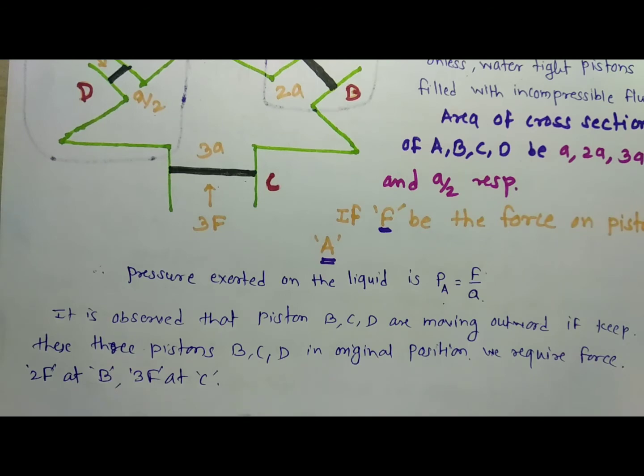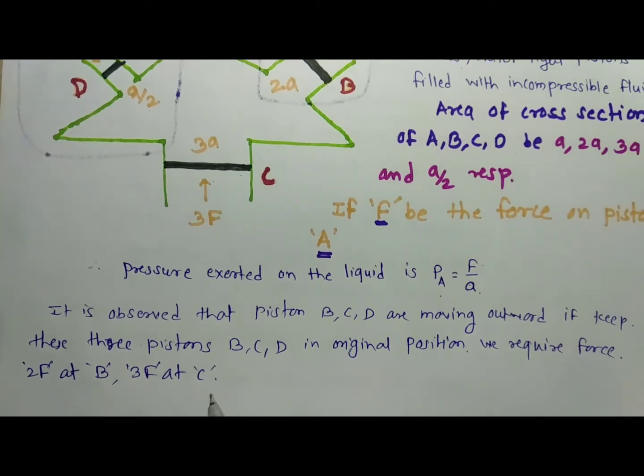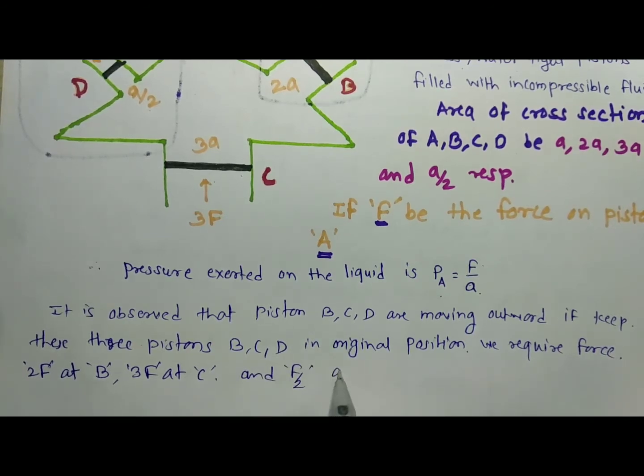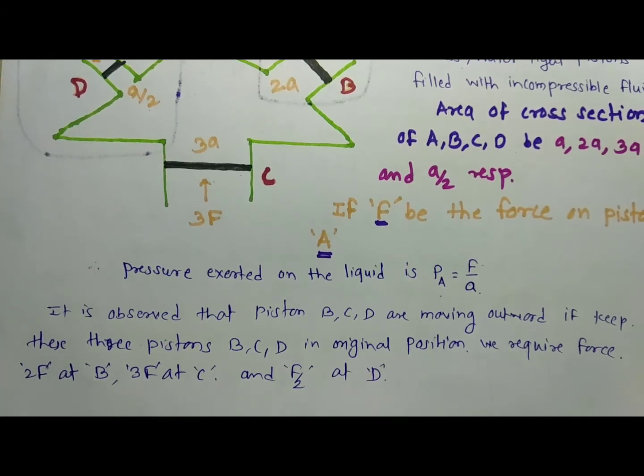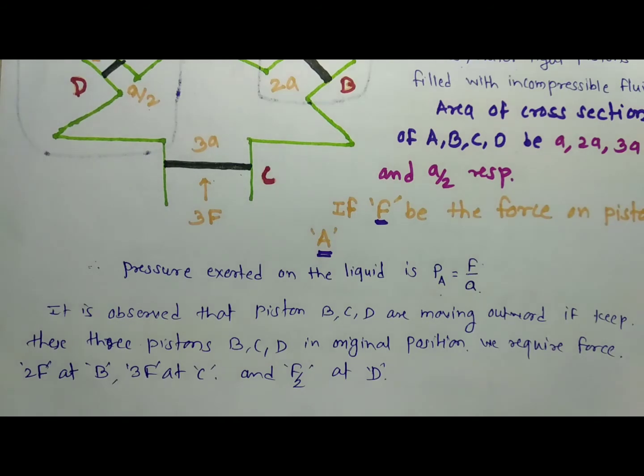I want to highlight those considerations after taking clearance of that one. 3F at C and F divided by 2 at D position, and according to that we have to get the consideration of those pressures at the points B, C, D, and from this we will get the consideration related to those pressures.